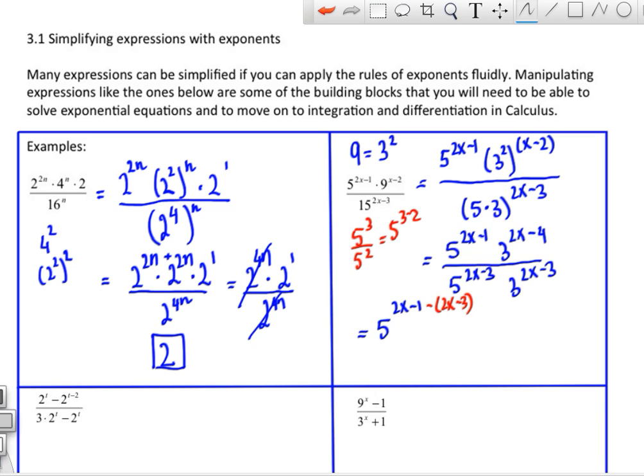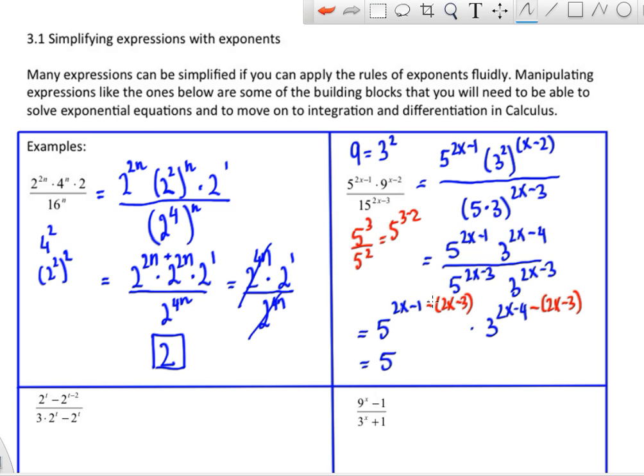And I need to do the same thing for the other one, because that's both in base 3. So times 3, and I have a 2x minus 4. And from that, I need to subtract the bottom exponent, and the bottom exponent again is 2x minus 3. And then I should be pretty close to being done.